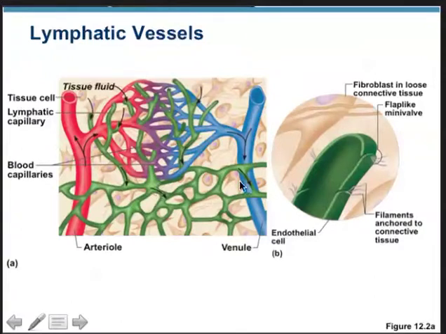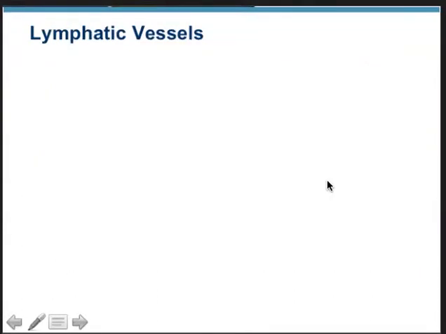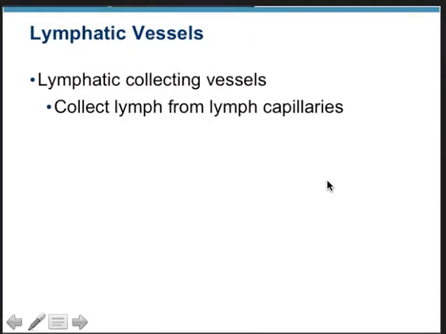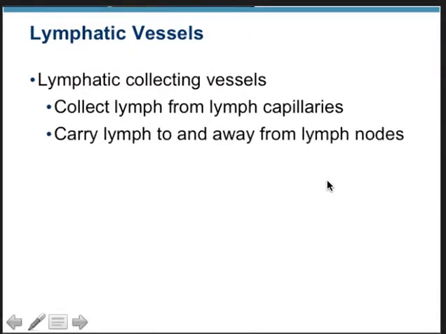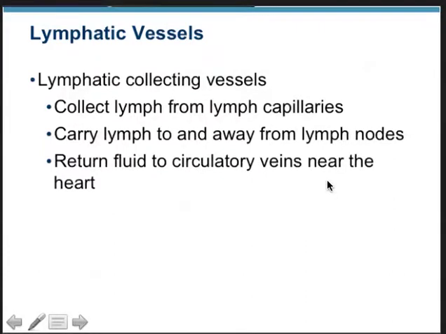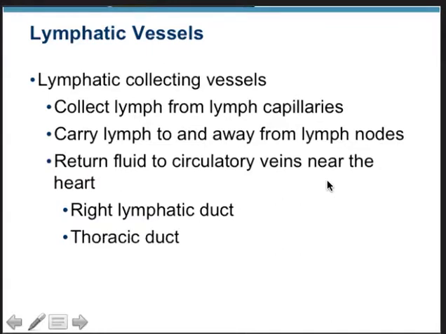And this is just an inset here showing you these valve-like structures that line the lymphatic capillaries that open in response to pressure differential and allow the fluid to enter the lymphatic system where it will be filtered. Now, these lymphatic collecting vessels collect the lymph from the lymph capillaries, and they carry it to and away from the lymph nodes and return the fluid to the circulatory veins near the heart. The major ducts include the right lymphatic duct, which drains into the right subclavian vein, and the thoracic duct, which drains into the left subclavian vein.